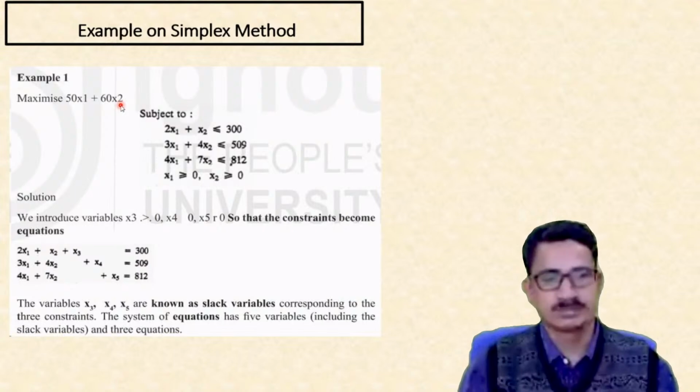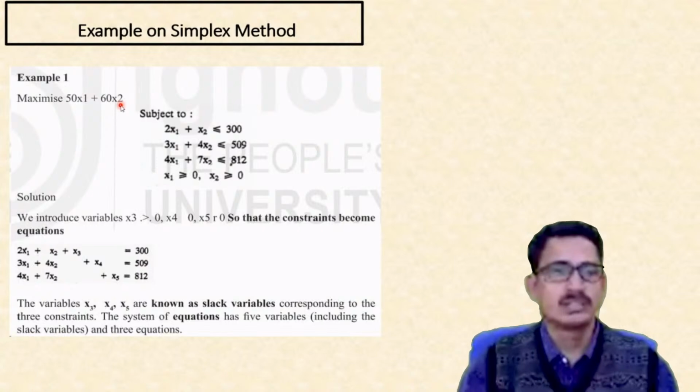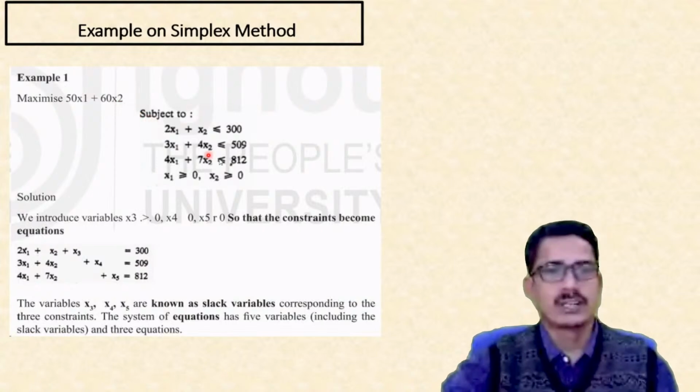Then, subject to constraints, we have 3 inequalities. One is 2x1 plus x2 less than or equal to 300, 3x1 plus 4x2 less than or equal to 509, 4x1 plus 7x2 less than or equal to 819. This is the second step. What is the third step?